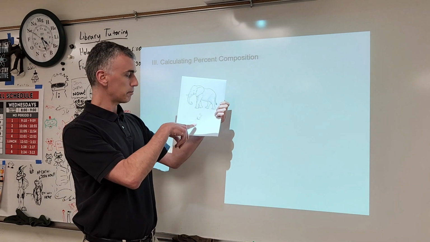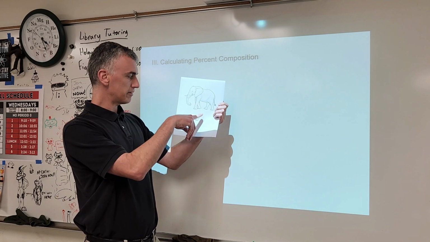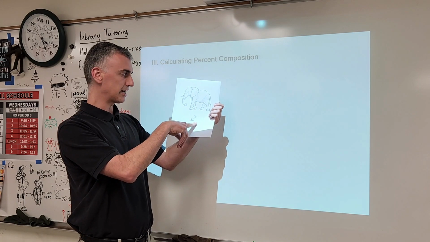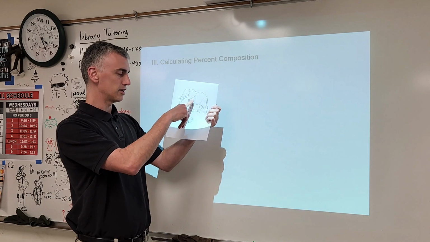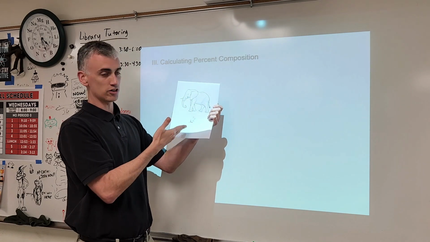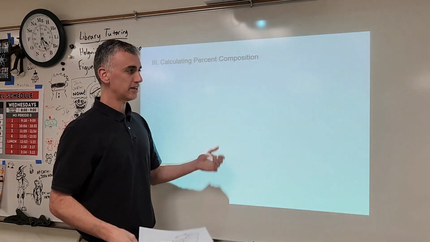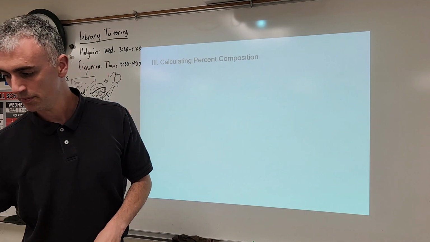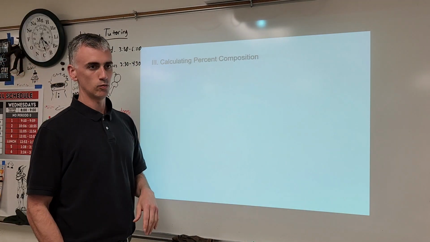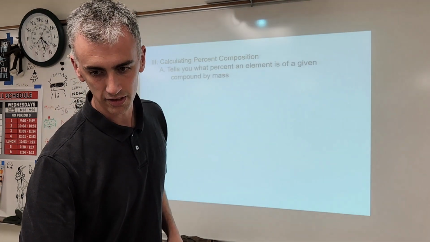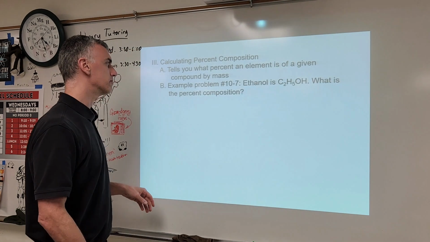If you look at mass here, yes, there's one elephant and one mouse, but think of the percentage being 99 point whatever percent elephant by mass, since it's so much larger and heavier than the mouse. Likewise, we're going to do that with chemical compounds. We're going to look at what percent each element is out of the total. So let's look at an example for that.